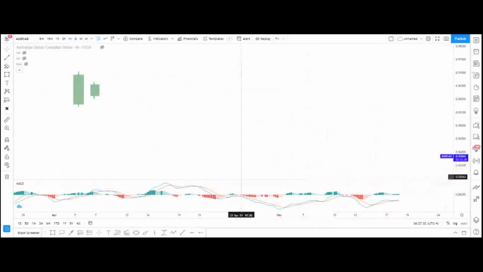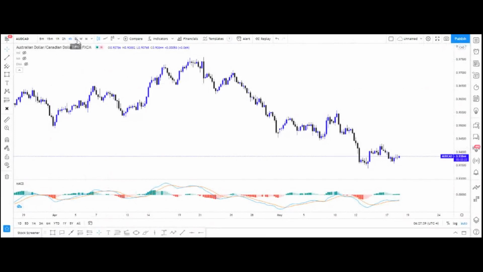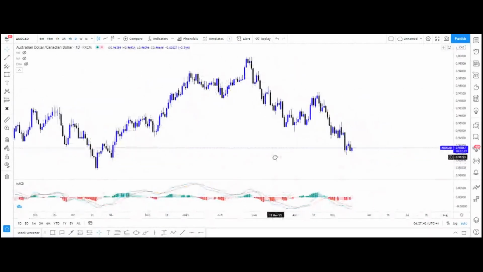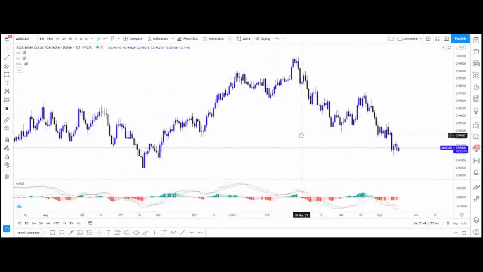Now, you can see the MACD right here. Let's just turn this on. Okay, great. Now, how do you spot momentum using the MACD? The MACD has two lines, okay? We have the fast moving line and the slow moving line on the MACD.